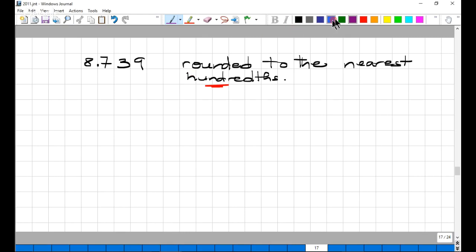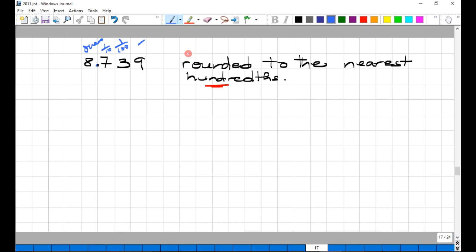All right, so help me to identify the different place values. The 8 would be in the what column? So this is our ones column. The 7, being right of the decimal point, would be in our what? Tenths place. What about the 3? Hundredths place. And the 9? Thousandths place. Okay.